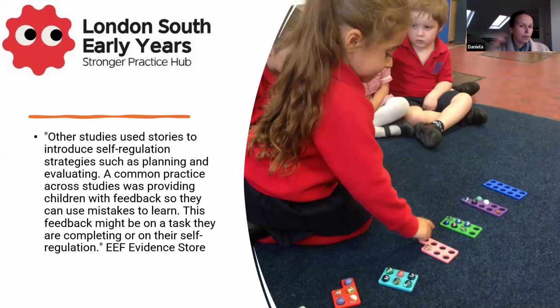And this feedback might be on a task they are completing, or on their self-regulation. So this is an example of a task that the child is completing. It's a little game that they're doing in a small group, and they're all having a turn, and they're very invested in having a go. And it's giving the adult lots of opportunities to scaffold, to notice their misconceptions. And actually, at the same time, because they're so invested in waiting for their turn, they're attending to and concentrating for an extended amount of time, and are really invested in doing it.